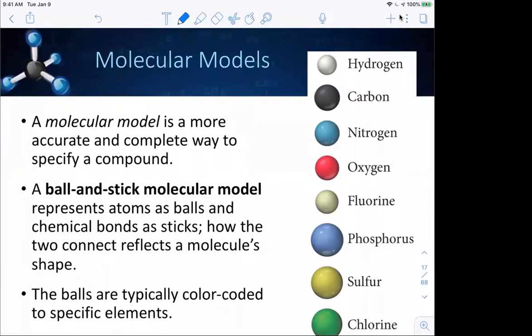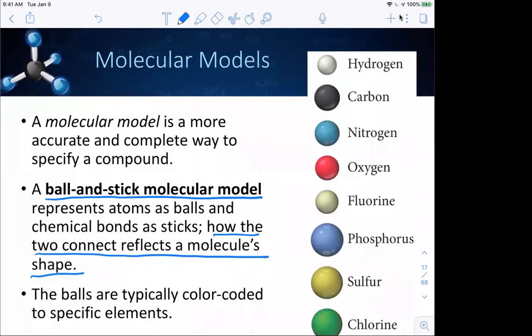Now, all of these molecules can be represented by molecular models. If you bought a modeling kit, or if you have one, it's really fun to play around with molecular models, and I can actually see what things look like in three-dimensional space. These are usually ball and stick molecular models, where in my kit I have these different colored balls, and then I have these sticks, which I can connect the balls to one another. And how these connect reflects the molecule shape.